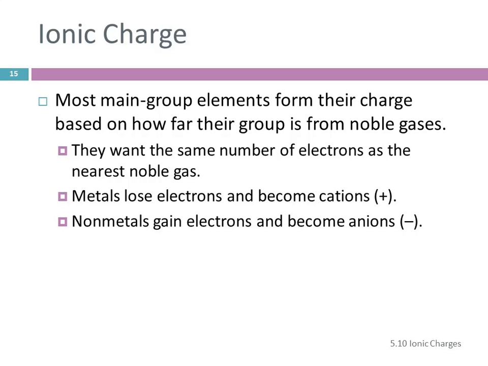The proton is the identity of the element, and so the number of protons can't change, but the number of electrons can change. And if we have different numbers of electrons and protons, negative and positive charges, then overall that atom becomes charged. It could be charged negative or positive, and that's what we call an ion. So they're going to gain or lose electrons so that they have the same number as the noble gases.